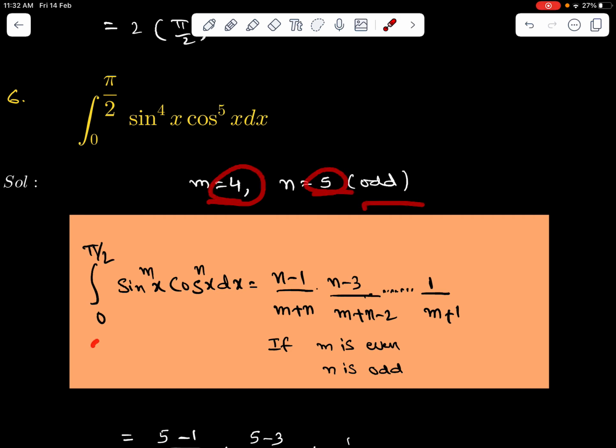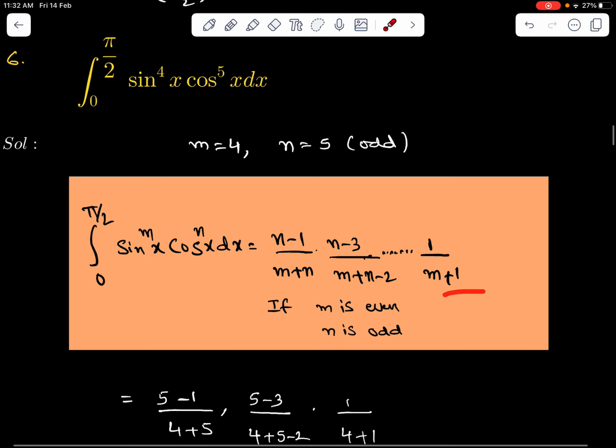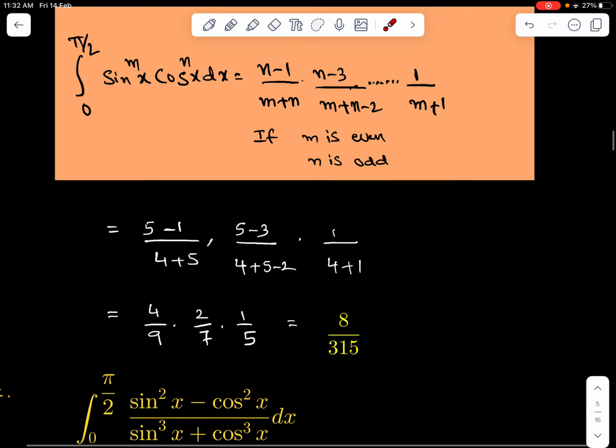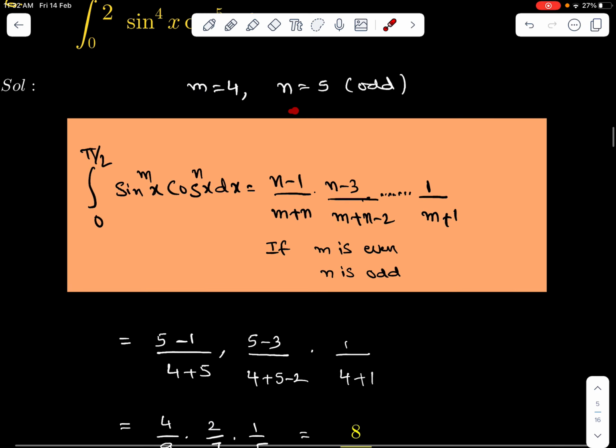Integral 0 to pi by 2 sin power mx cos power nx dx is equal to (n minus 1) by (m plus n), (n minus 3) by (m plus n minus 2), and so on. If m is even, n is odd. Therefore, n is equal to 5.